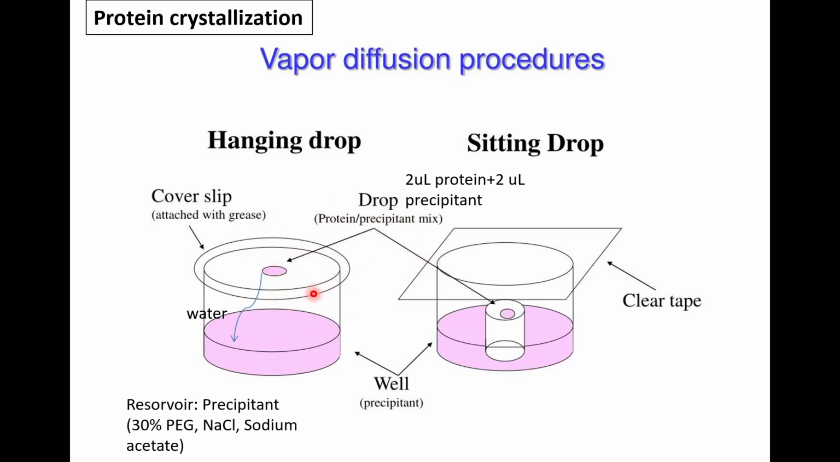You can ask me, sir, how can we tell that it will form a crystal? People require years to form crystals, or you can get crystals in months. That depends upon your protein as well as your screening conditions. The formation of a crystal is also an art. Different people can do this crystallization in different periods of time. So this is the overall method of the vapor diffusion procedure.